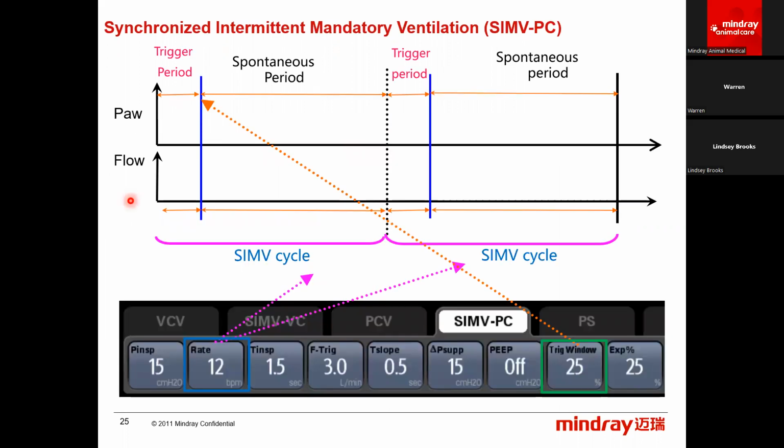Each SIMV cycle consists of a trigger period and a spontaneous period. So your trigger window is determined as a certain percentage of an entire SIMV cycle, which is going to be determined by your respiratory rate. So essentially what happens is, actually, let me rephrase that. There will be a mandatory breath given at the end of this trigger period, no matter what.